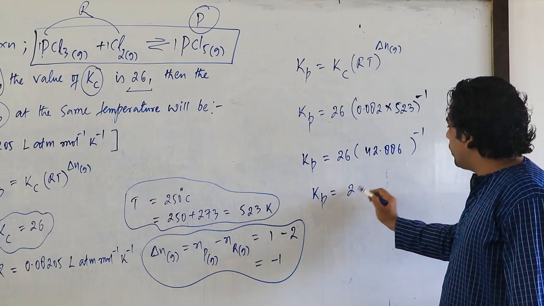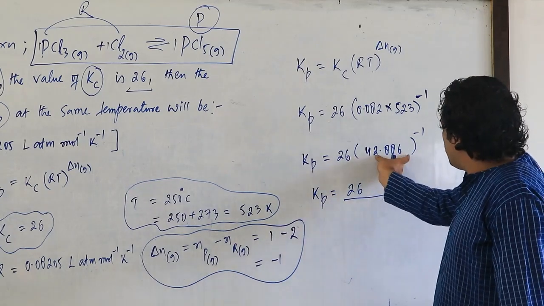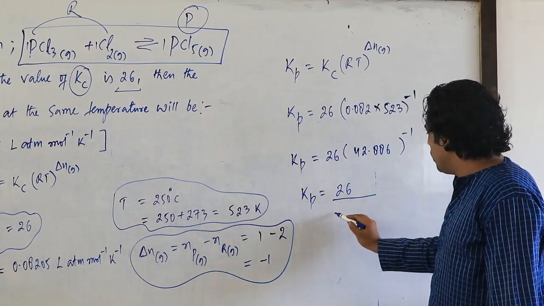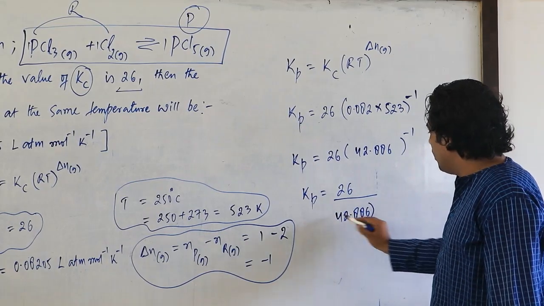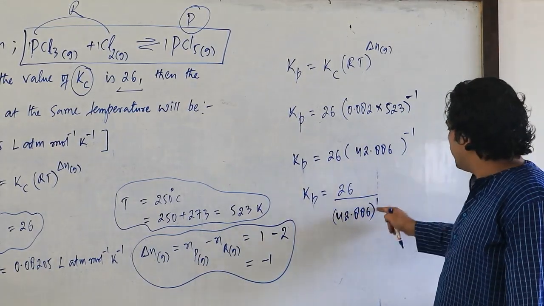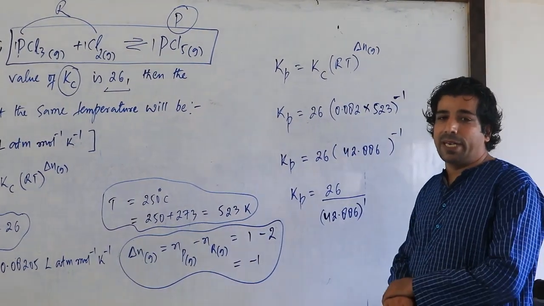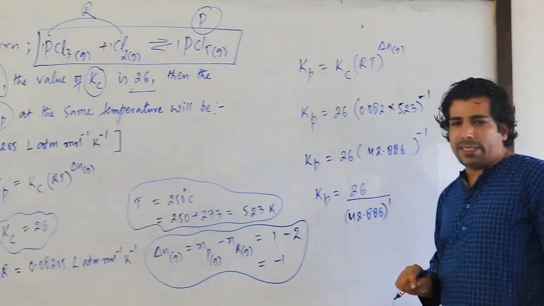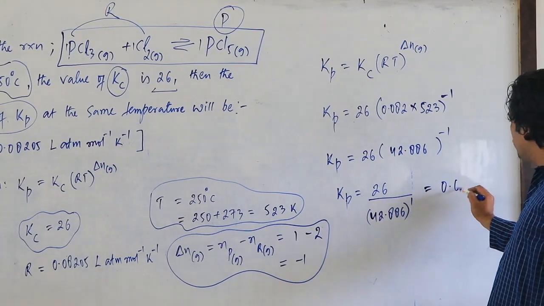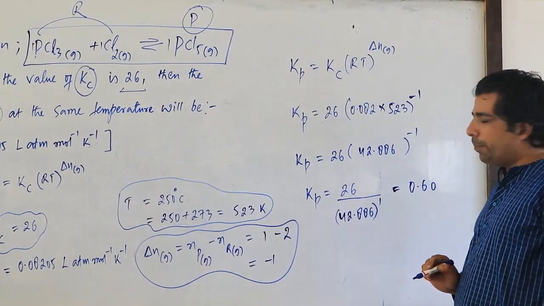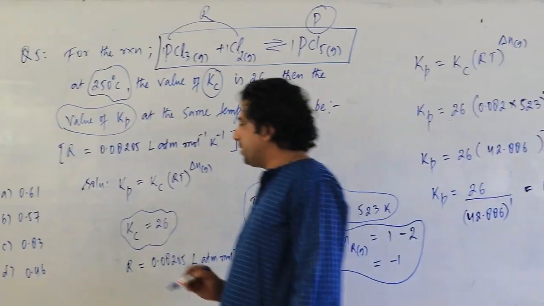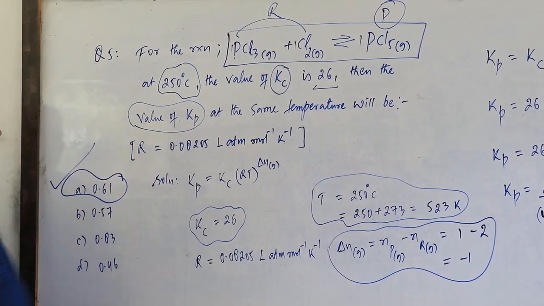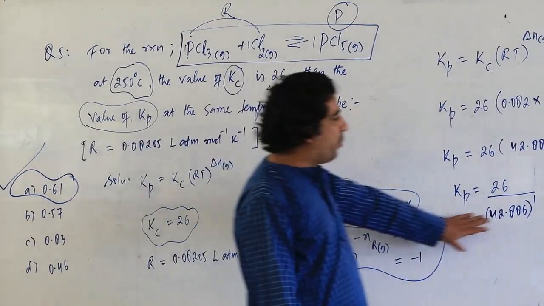So Kp is equal to 26 divided by, let us take this expression down, the power will become positive. So 42.886 raised to the power 1. So -1 has now become +1 when I have taken it to the division term, my dear friends. Then you divide 26 by 42.886. So what will be your expected answer? You will get almost 0.60. So obviously the answer will be the first option. Our Kp value is 0.60, my dear friends.